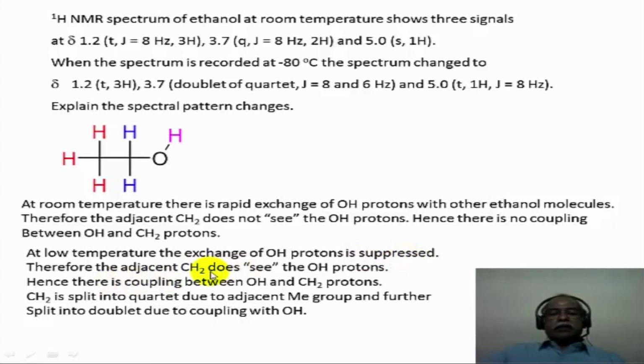Therefore, the adjacent CH2 does see the presence of the OH proton. Hence, there is coupling between OH and CH2. CH2 is split into a quartet due to the adjacent methyl and further split into a doublet because of the adjacent OH. So, the OH coupling and the CH3 coupling is what makes this multiplet a doublet of quartets in the low temperature NMR spectrum of this particular molecule.